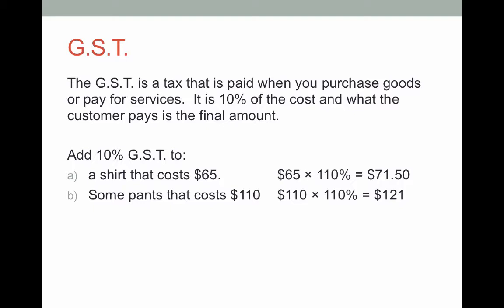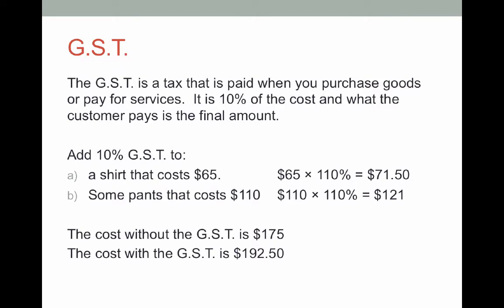That GST will go straight to the government, and the government will pay for services like roads, police, fireys, and teacher salaries, along with a whole bunch of other things. The cost without the GST for the shirt and the pants would be $65 plus the $110. That's $175. With the GST, it now costs the consumer $192.50. This is how the government raises money to pay for things.